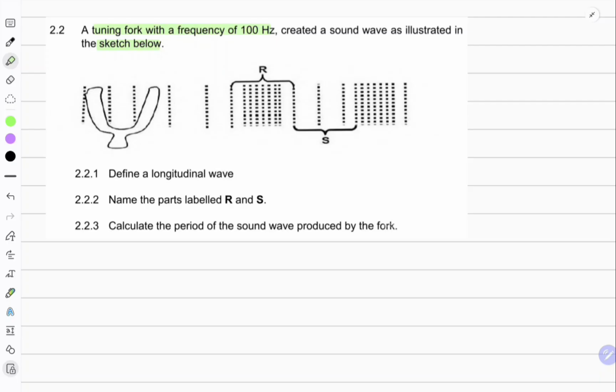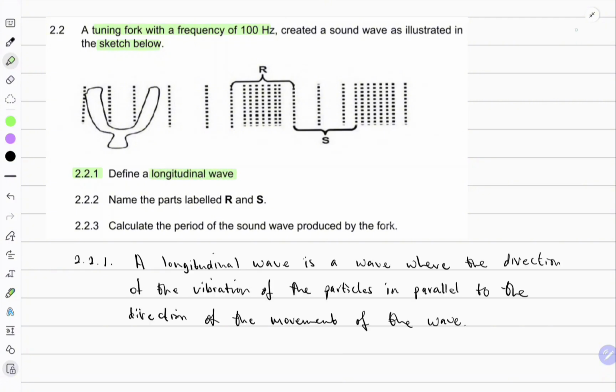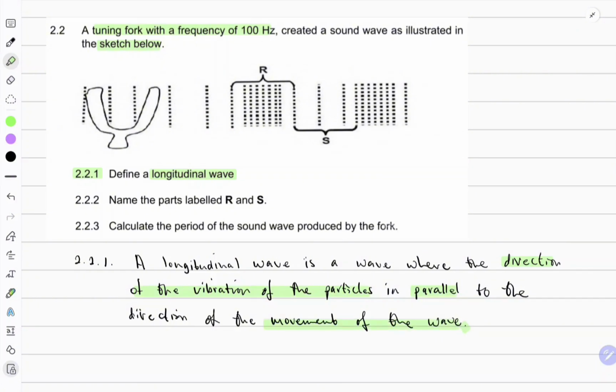So let's go to the first question. It says define a longitudinal wave. So a longitudinal wave is a wave where the direction of the vibration of a particle is parallel to the direction of the movement of the wave itself. So that is the definition of a longitudinal wave.